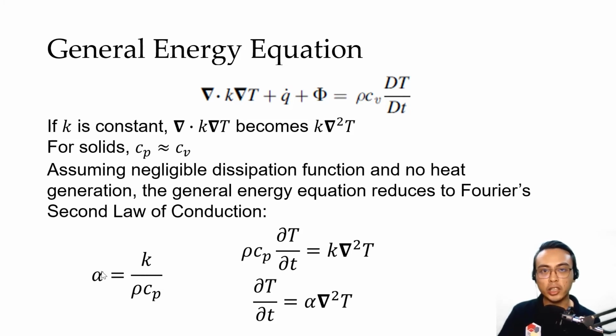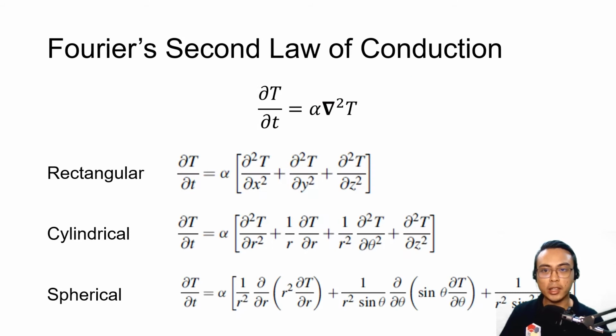Remember that we have already discussed that alpha, or thermal diffusivity, is defined as K over rho times Cp. Therefore, our general energy equation reduces to the partial derivative of temperature with respect to time is equal to the thermal diffusivity multiplied by the Laplacian of temperature. So this simplified general energy equation looks like this in the different coordinate systems.